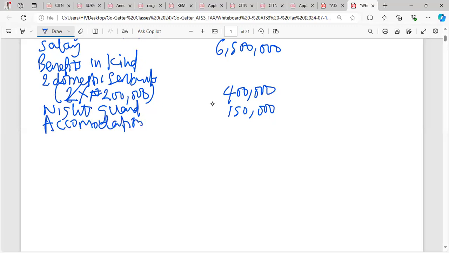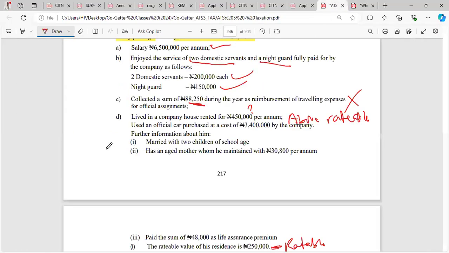Accommodation, 450,000. Since it is above rateable, since it is not below rateable, it's accepted. Use an official car purchased at 3.4 million. Now, we know that we are going to take 5% of this. 5% of 3.4.